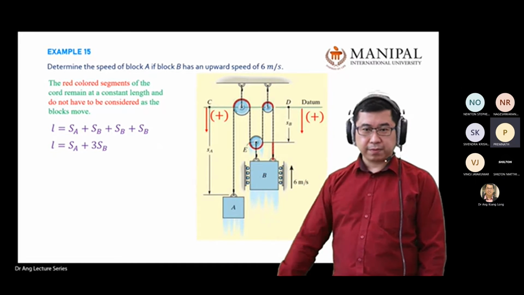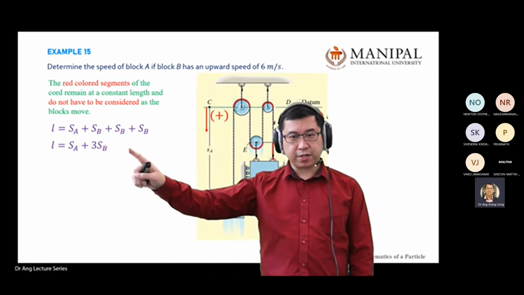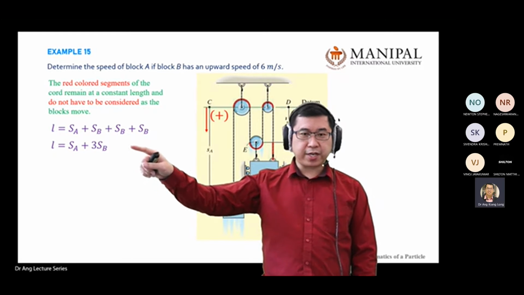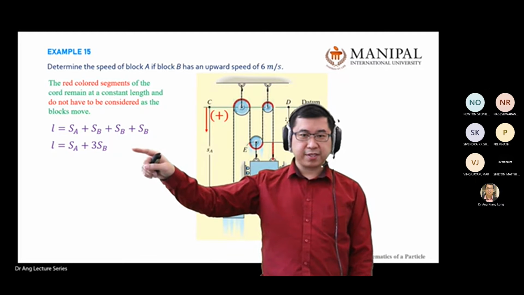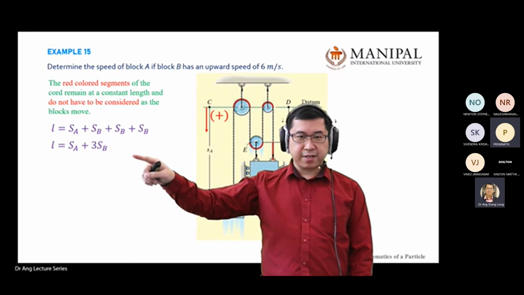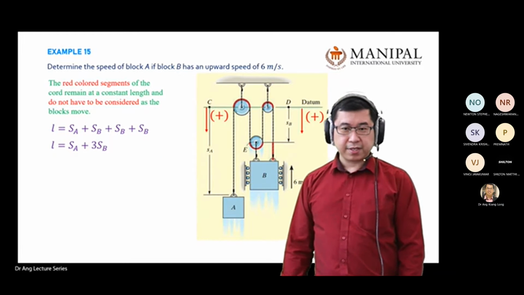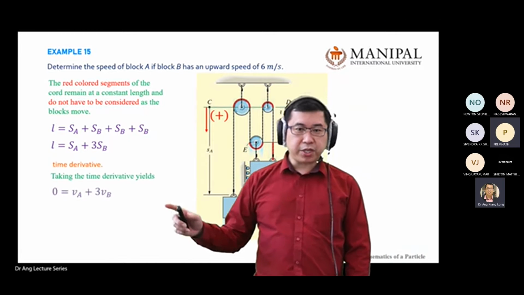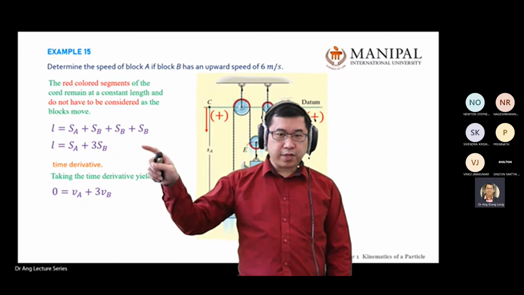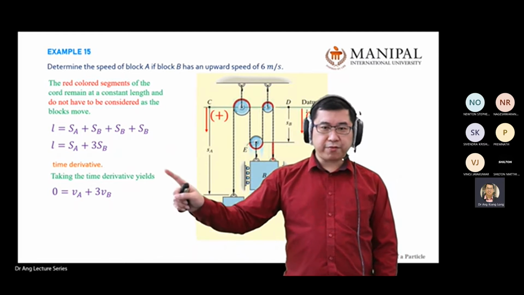Yes, sir. Can you convert this equation into velocity? How do you convert this equation into velocity? Differentiate. Okay, so when you differentiate, the L becomes what? 0. Okay, so SA becomes VA. VA. So the next one, 3SB becomes 3VB, right? Yes, sir. It becomes a new equation already. Don't link this one to this one. This is for length, this is for velocity.